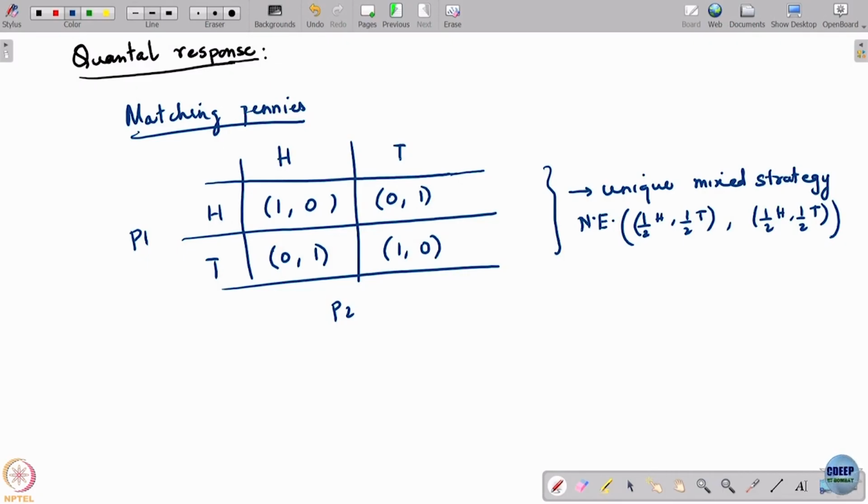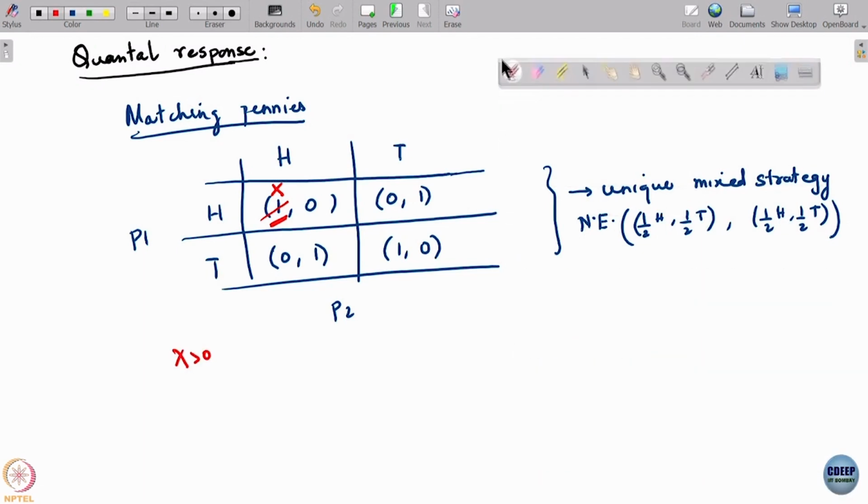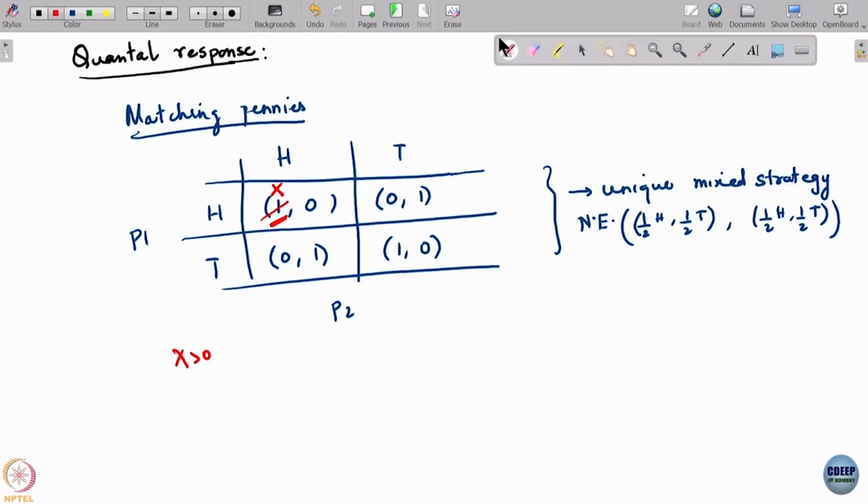Now, what we will do is change this problem a little bit. We will replace this 1 here with a capital X, and X here is something positive. So, when X is 1, you get back the old matching pennies. With X not equal to 1, it is what is called the asymmetric matching pennies.